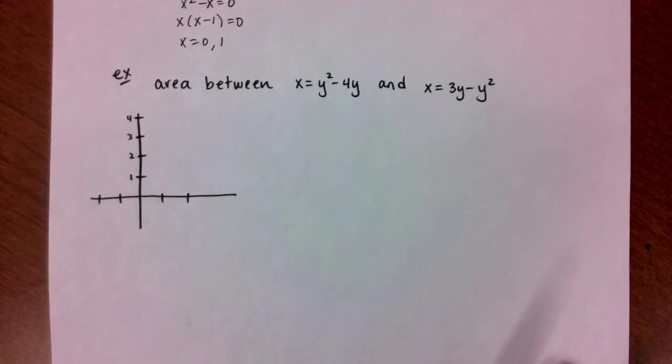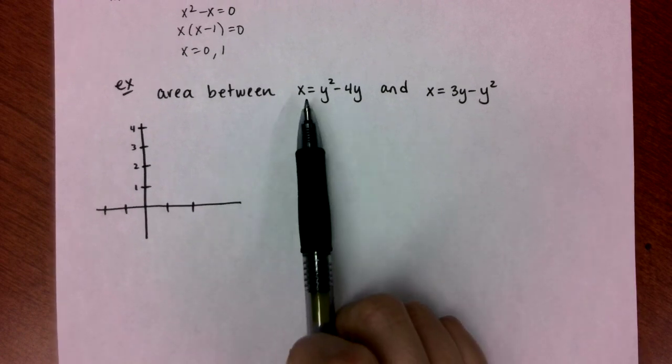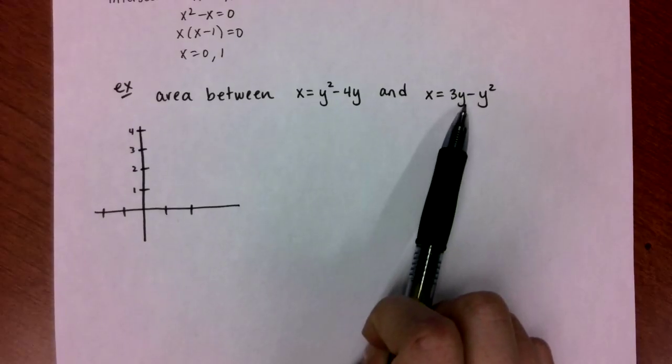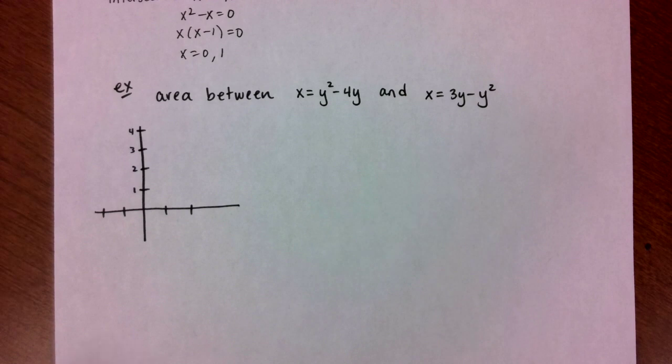This brings us to our second example here. The area between x equals y squared minus 4y and x equals 3y minus y squared. This is a much more intimidating problem. We can see right off the bat that x equals a formula of y. Both of the curves are given that way, which suggests I'm probably going to have to integrate with respect to y, but not necessarily. We'll sketch these out and see what we're working with.